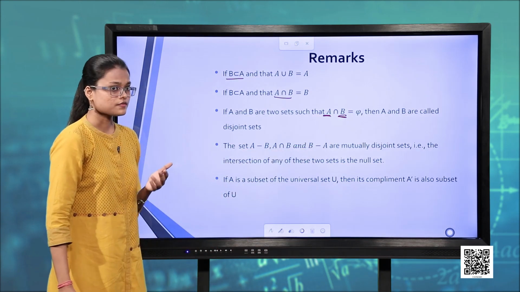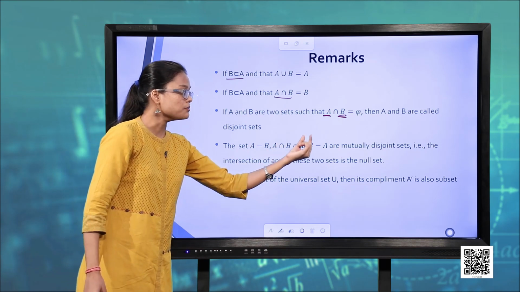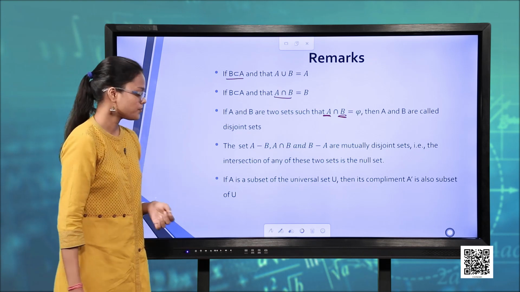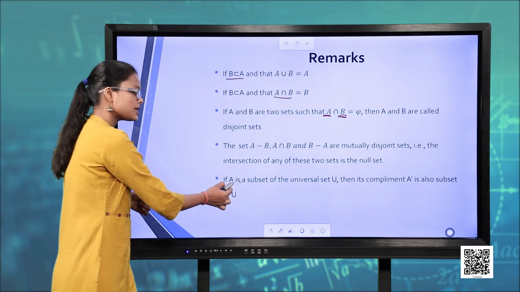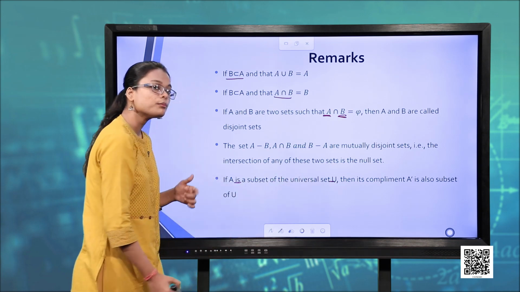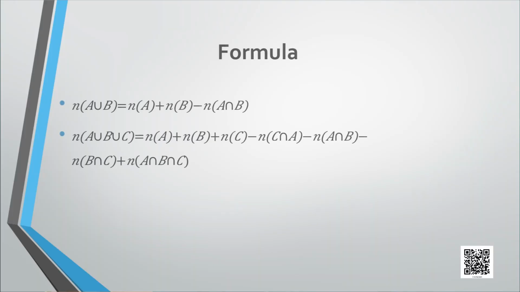Also, we have seen that A minus B, A intersection B and B minus A all are disjoint sets. Lastly, if A is a subset of universal set U, then the complement of it will also be a subset of U. Now, let us see some formula which is very important for the practical questions.